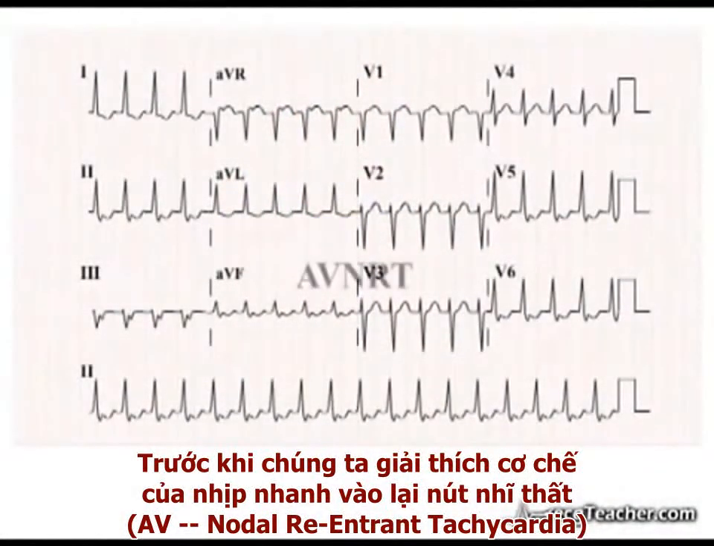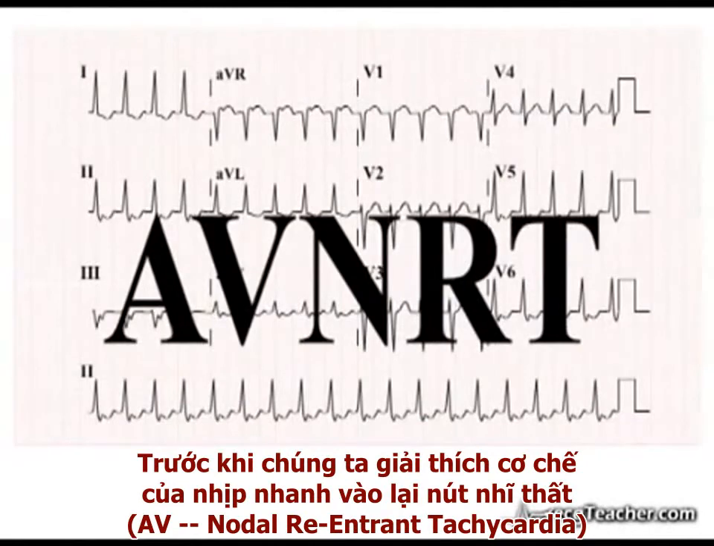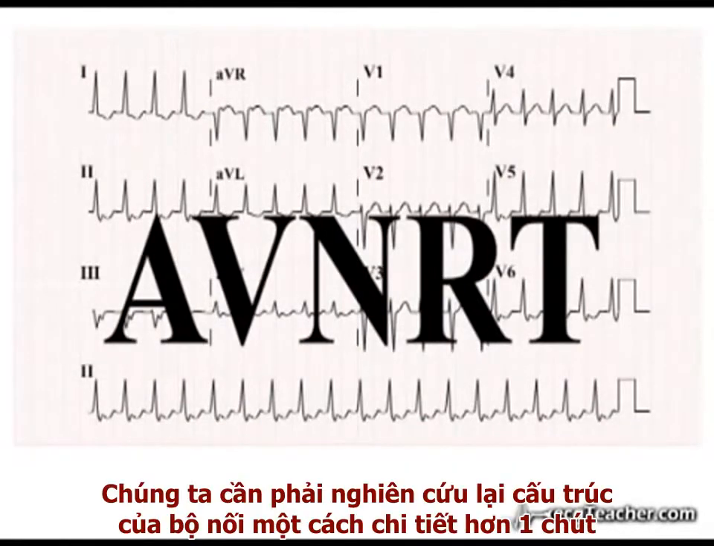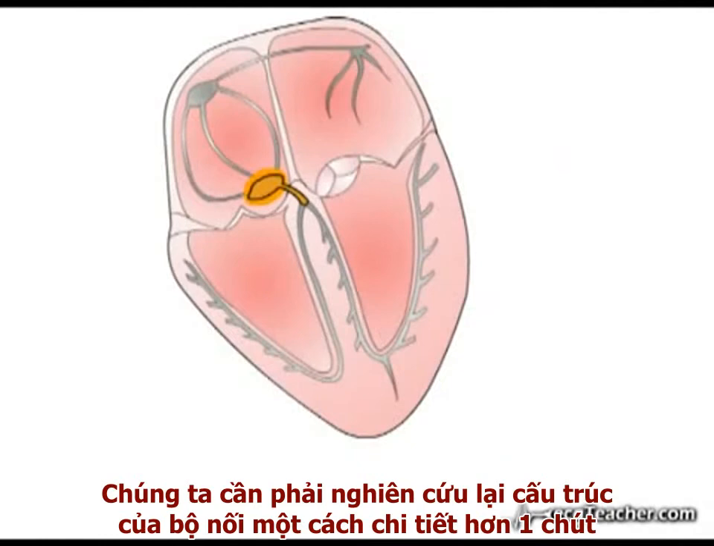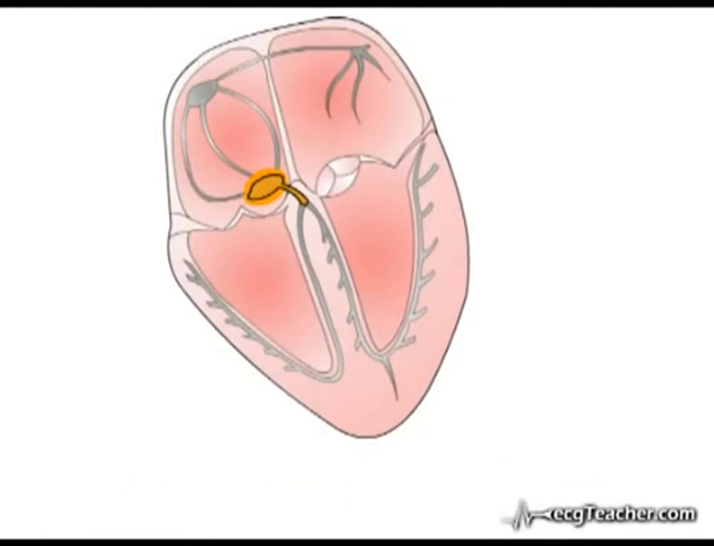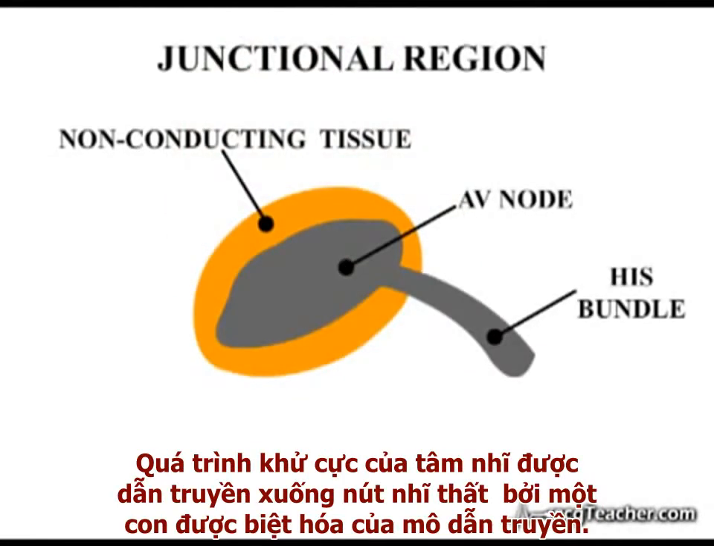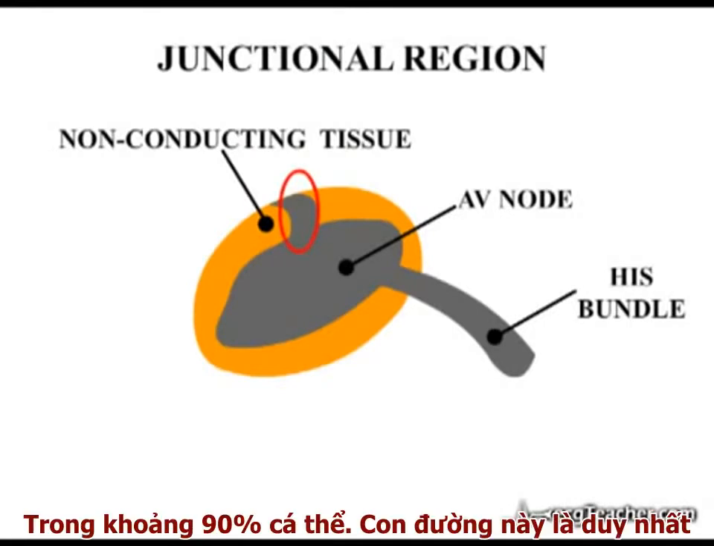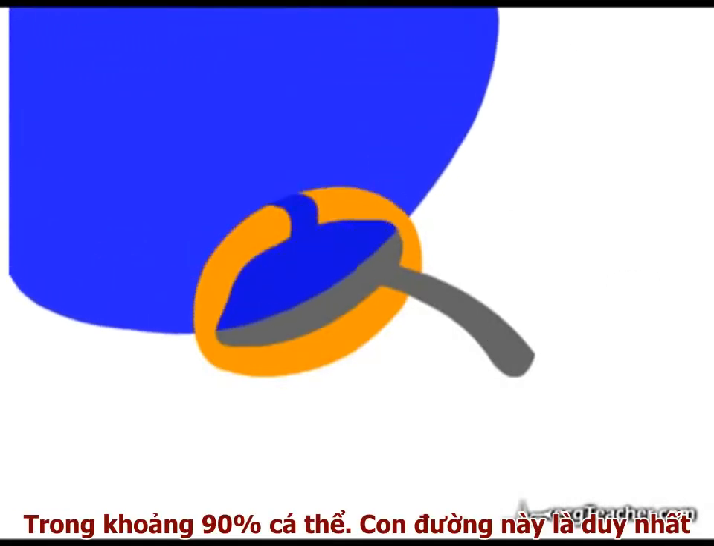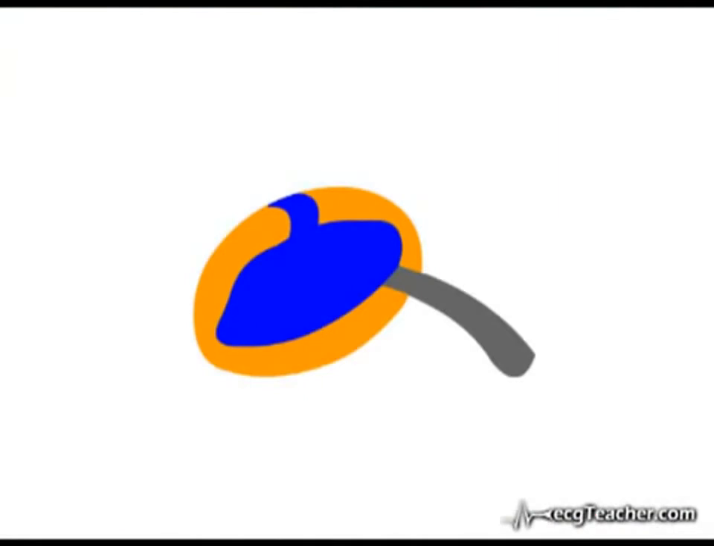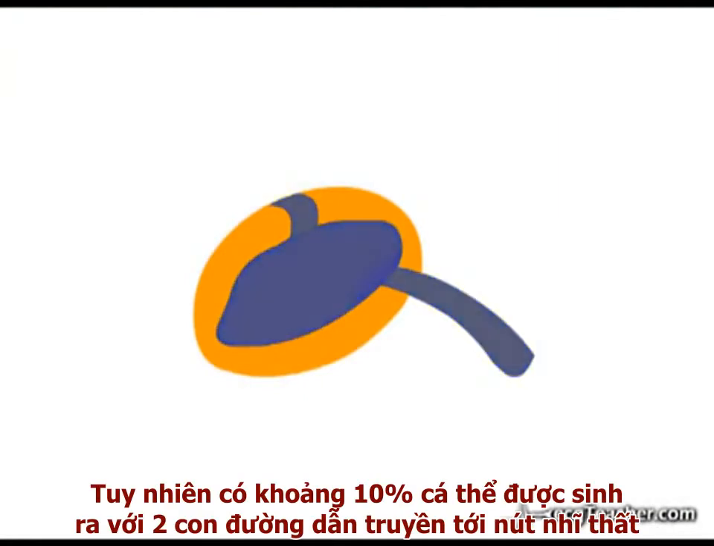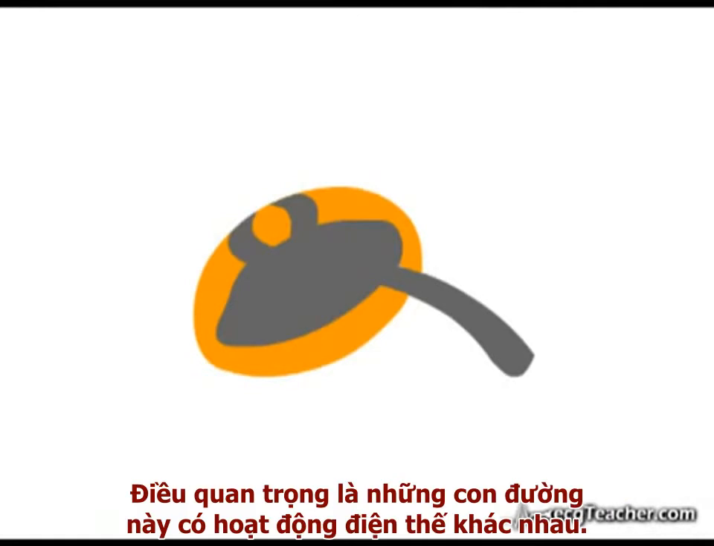Before we go on to explain the mechanism of AV nodal reentrant tachycardia, we need to look at the structure of the junctional region in a little more detail. Atrial depolarization is conducted into the AV node by a specialized tract of conducting tissue. In 90% of individuals, this tract is singular. 10% of subjects, however, are born with two tracts leading into the node, and crucially, these tracts have differing electrical properties.